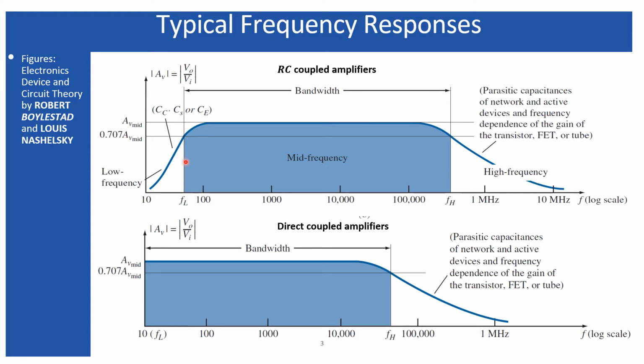Now if you compare the response of the RC coupled amplifier with that of the direct coupled amplifier, you can see that there exists no lower cutoff frequency for the direct coupled amplifier, which means that if you do not use these external capacitors, the bandwidth is generally larger than the previous one.